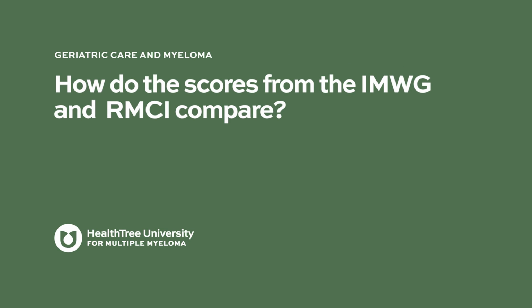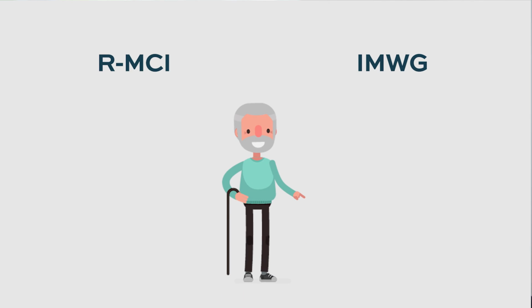How do the scores from the IMWG and RMCI compare? In terms of the comparison between the IMWG and the RMCI, as of 2021, we still do not know whether or not there's an optimal tool for measuring frailty or for assessing these patients. Despite some analyses that may show that one tool may be a bit better in terms of predicting who's going to do worse with treatment or who's going to be at risk for toxicity, we really don't know that answer. So generally, I suggest to people when they're thinking about which score they should use, they should really choose the score they feel most comfortable with.